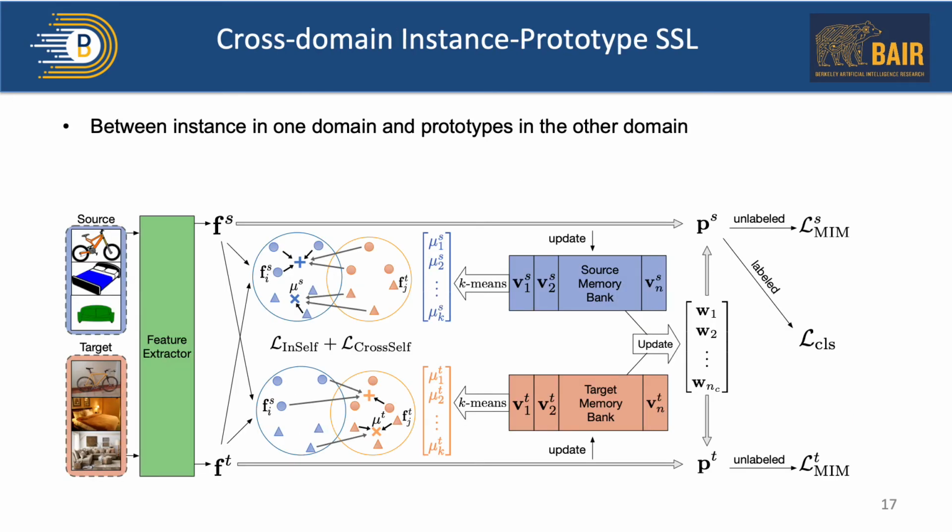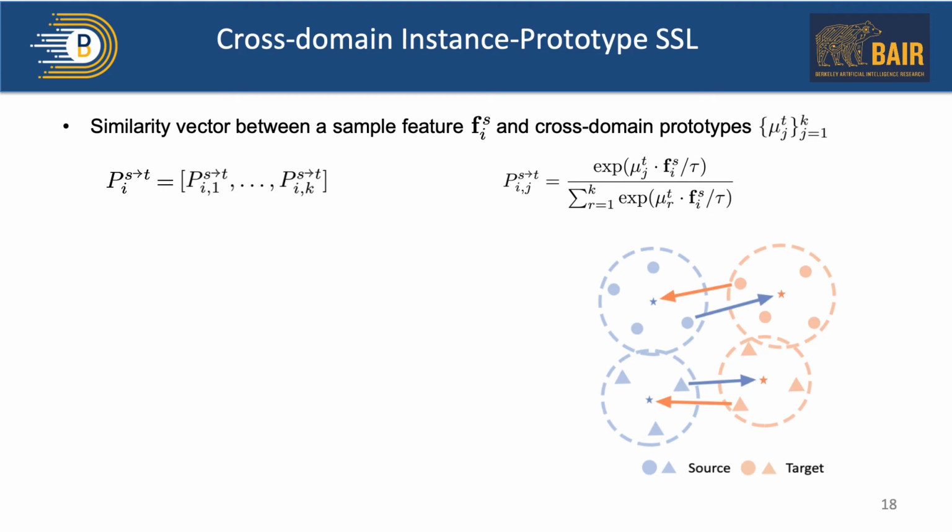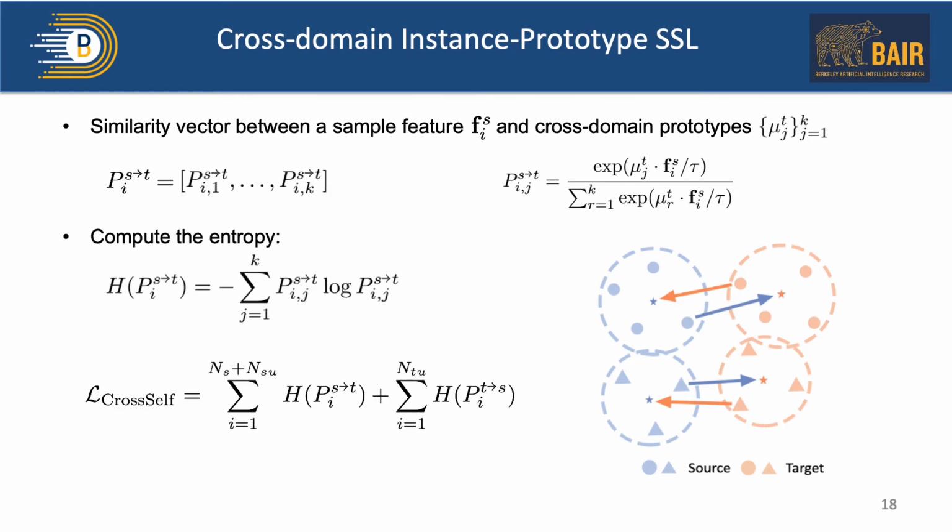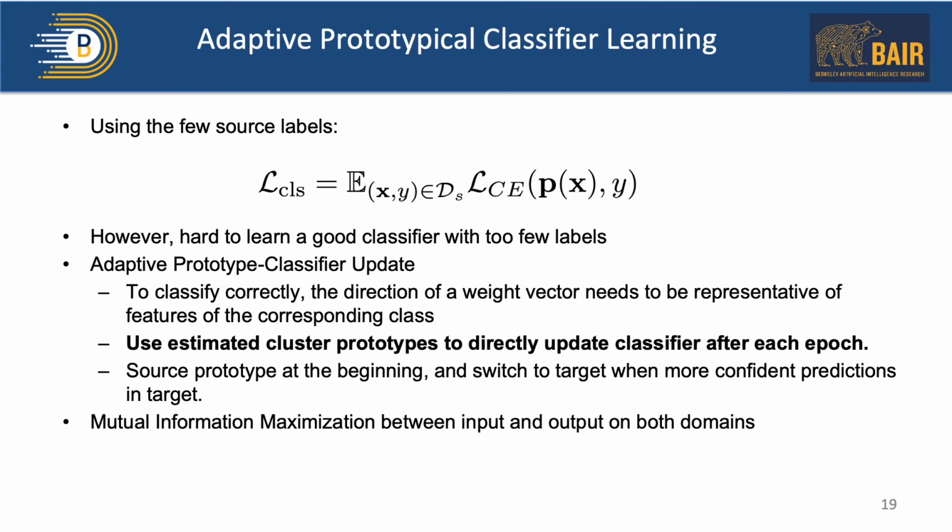Next, we perform cross-domain instance prototype SSL between instances in one domain and prototypes in the other domain. Similarly, we compute the similarity vector between a sample feature in one domain and prototypes in the other domain. Then we minimize the entropy of the similarity vectors with respect to all samples in both source and target. For the third part of the framework, we use the few-shot labels for standard cross-entropy loss. However, it's hard to learn a good classifier with only too few labels. We further propose to use estimated cluster prototypes to directly update the classifier after each epoch. We also perform mutual information maximization between input and output on both domains.